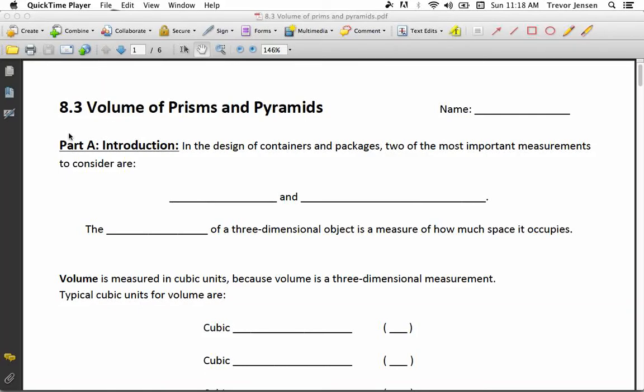Okay, so here is a lesson for section 8.3, the volume of prisms and pyramids. I've divided section 8.3 into two sections, one section on the volume, one section on the surface area of prisms and pyramids. So here's the section for the volume of prisms and pyramids.